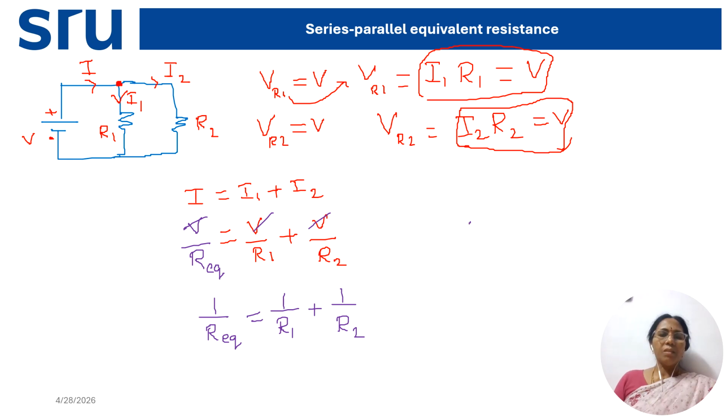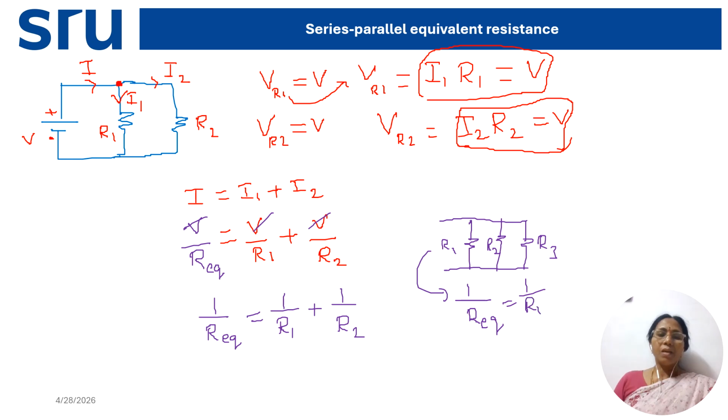For example, if I take three resistors in parallel, R1, R2 and R3, what is R equivalent? 1 by R equivalent can be written as 1 by R1 plus 1 by R2 plus 1 by R3. If I connect one voltage source like this, then the total current I is divided into three parts, I1, I2 and I3. So I equals I1 plus I2 plus I3.